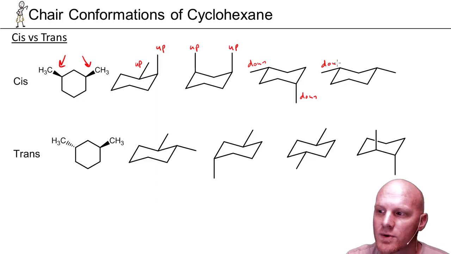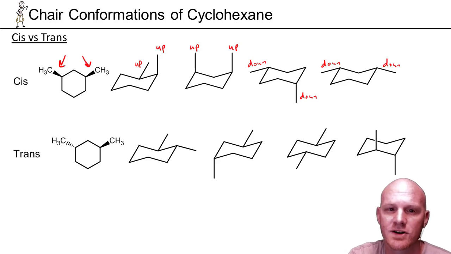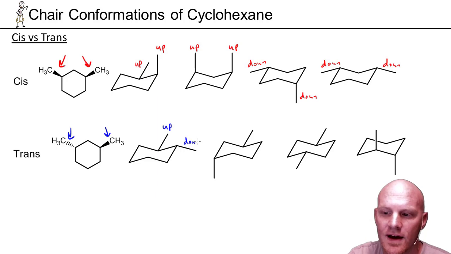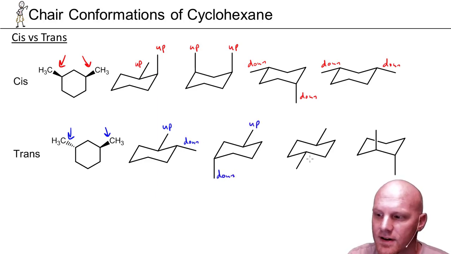And this last one, they're both equatorial, and they both point down. But the key is that they're both down. That's what makes it cis. If we look at trans then, trans means one wedge and one dash if you look at the overhead planar conformation. But on the chair conformation, that refers to up and down again. One up, one down, that's trans. One up, one down, trans again. One down, one up, trans, and then again one up, one down.